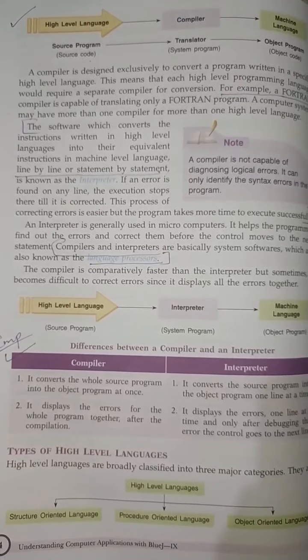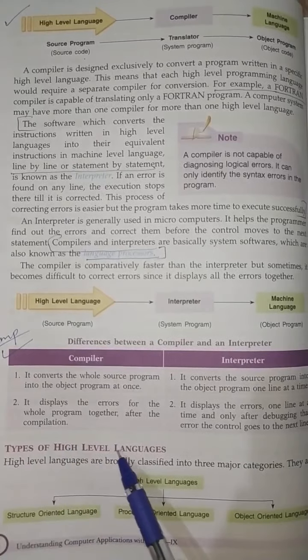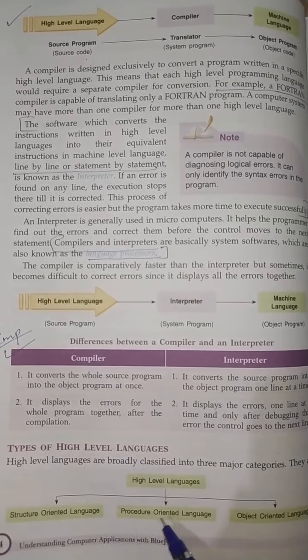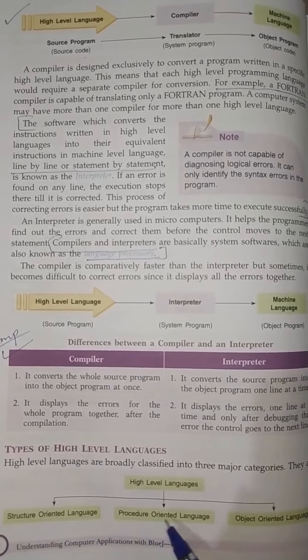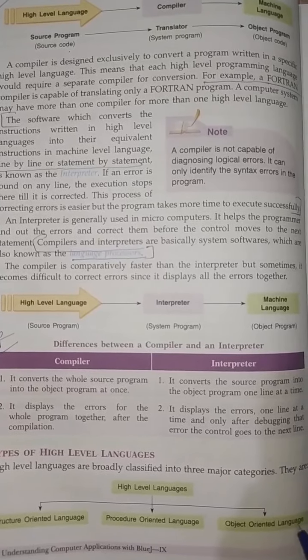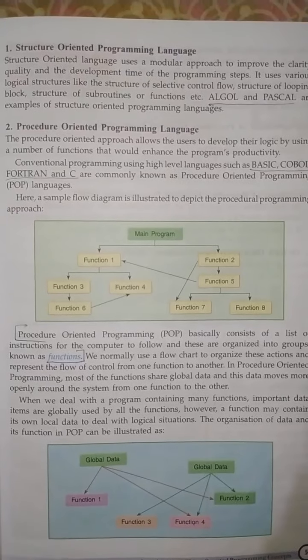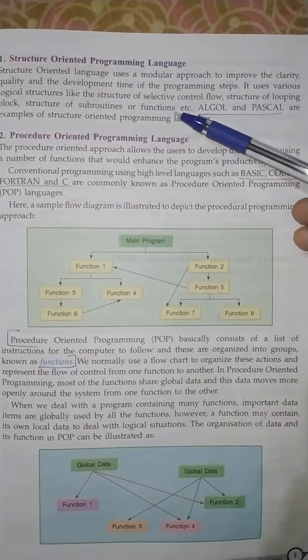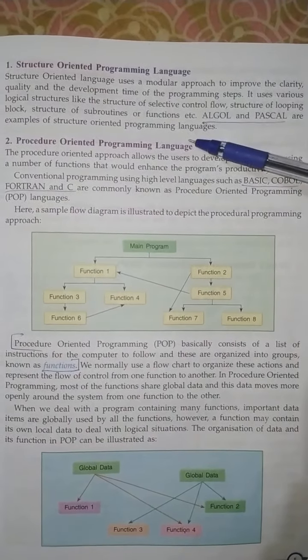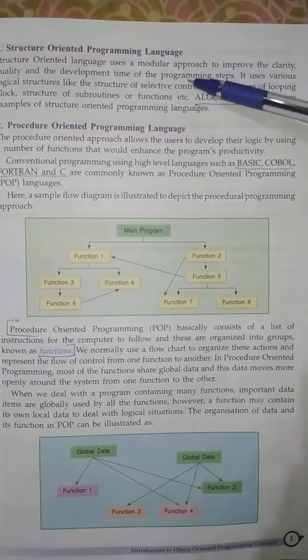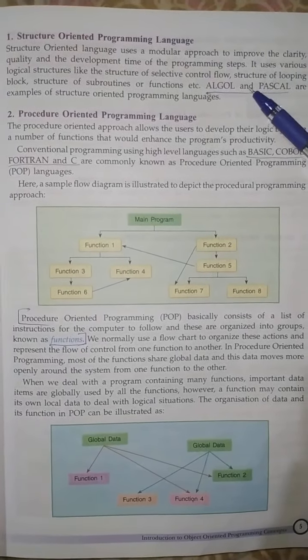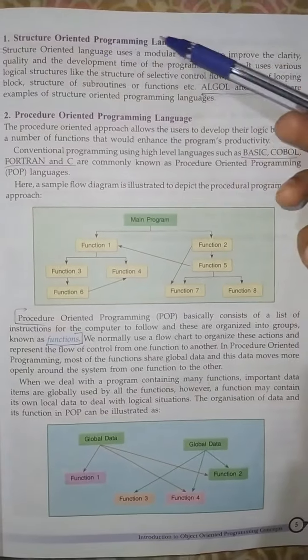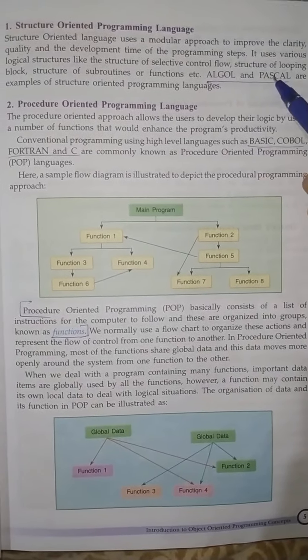Okay. And there are types of high level languages. 3 types: structure oriented, procedure oriented and object oriented language. So first one is structure oriented. You already learned that by drawing the flowchart or drawing some structures, we will solve the problems. So such languages are called structure oriented programming languages. You can write these examples.